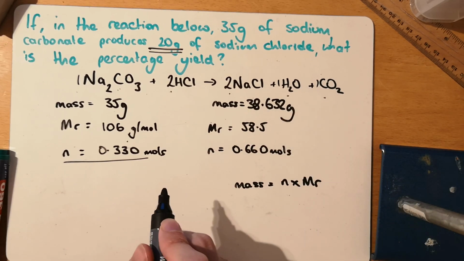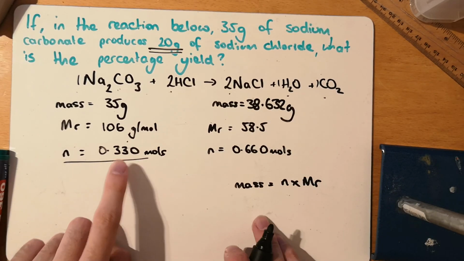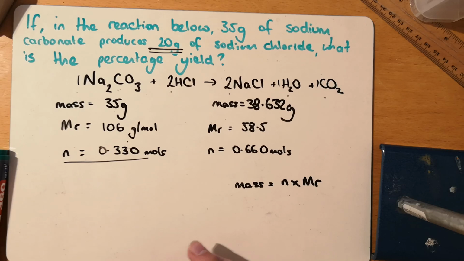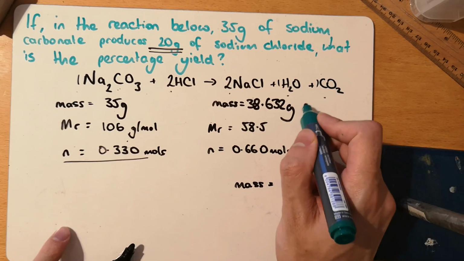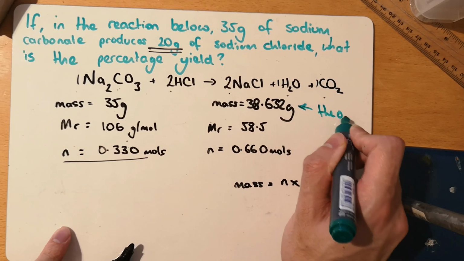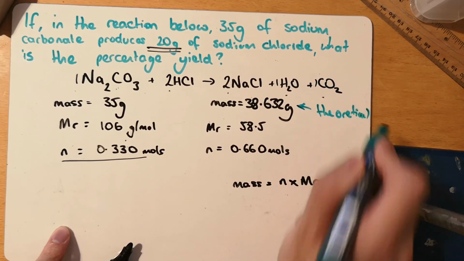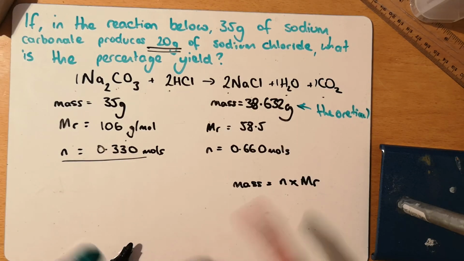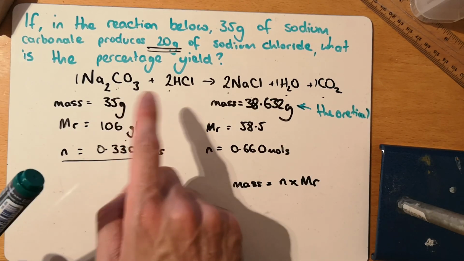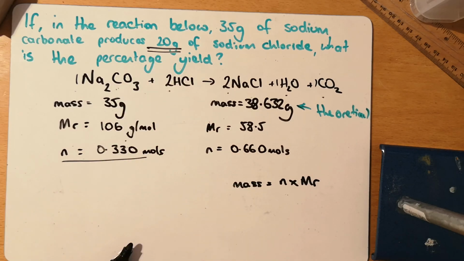38.632 grams. Now I'm going to 3 decimal places just because I went to 3 decimal places here, just to keep it as precise as possible. And that is my theoretical yield. So if I did this practical perfectly, that's how much I get. But when this practical was done, it wasn't done perfectly. They only got 20 grams.